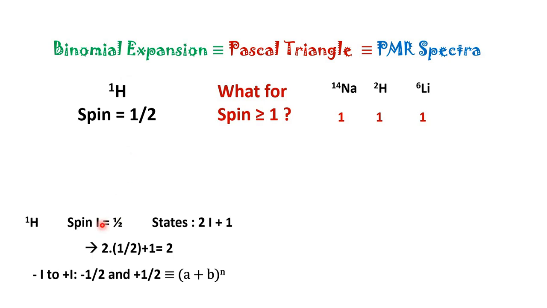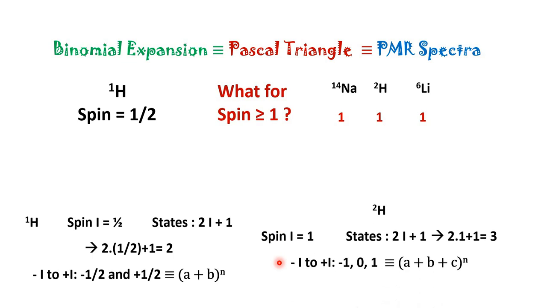Probably yes, because per proton, as we know from quantum physics, its spin is half, and the number of spin states is 2I plus 1, that is 2 into half plus 1 is 2, and the values that we label with are minus I to plus I, that is here minus half to plus half. We can represent it by A and B, and n is the number of nuclei, so A plus B whole to the power n. That's how binomial expansion comes into the picture in PMR.